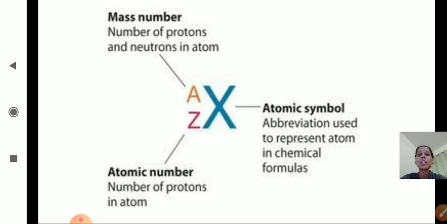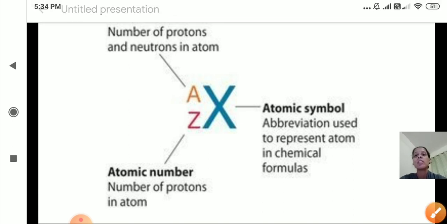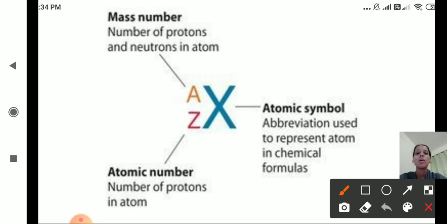Now after this we have seen atomic number and mass number. As you can see here, this is the atomic symbol. First we write the symbol. Then here this is A. A means mass number, that is the number of protons and neutrons in the atom. Then Z is the atomic number, the number of protons in the atom.